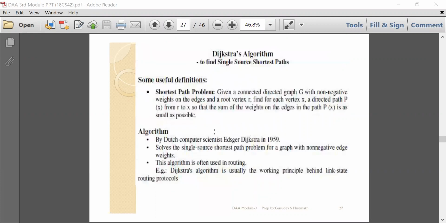Later I'll explain this algorithm. Okay. First, this was invented by one particular computer scientist known as Edsger Dijkstra in the year 1959, and it solves the single source shortest path problem for a graph with non-negative edge weights. That is very important. Here we are not allowed to give any negative weights to the edges. All the weights need to be positive. Okay, so this algorithm is often used in routing. In a network we have routers, right? In those routers we use Dijkstra's algorithm.